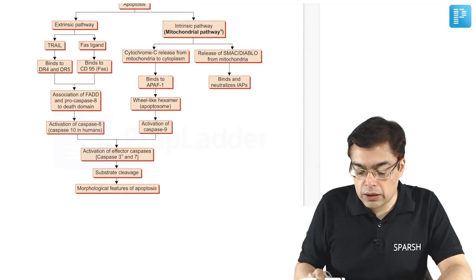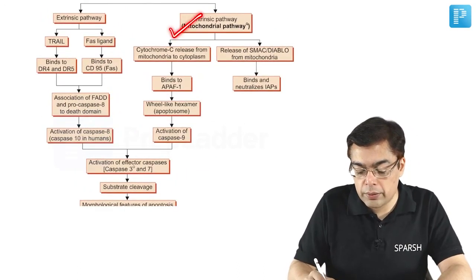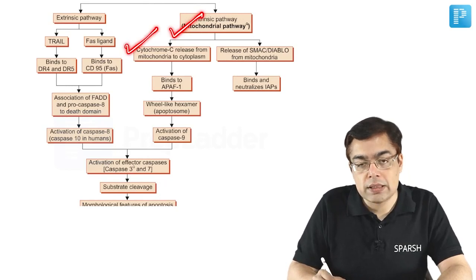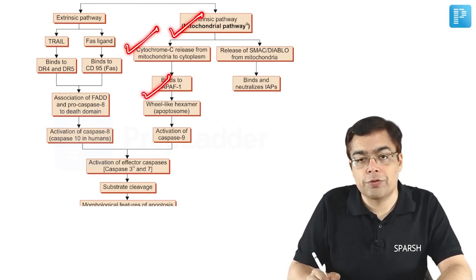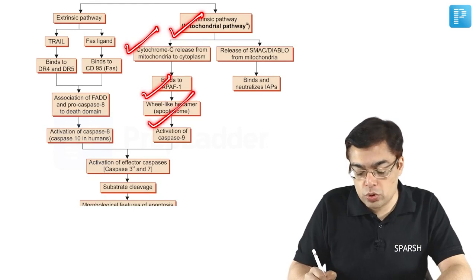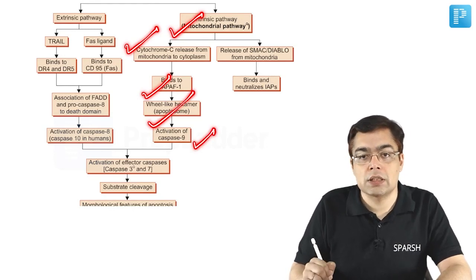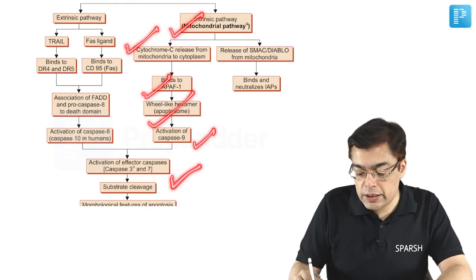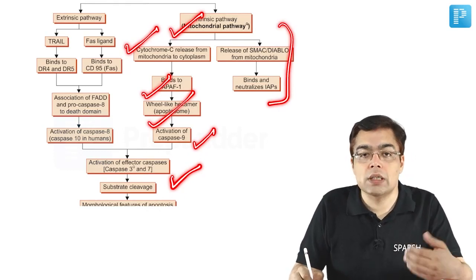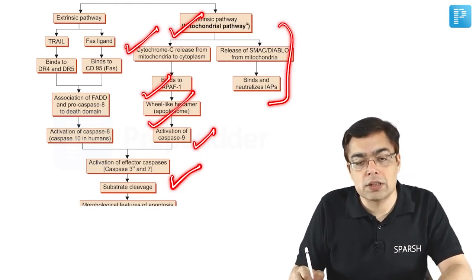So in the intrinsic pathway, we need to understand the very critical role played by mitochondria, the role played by cytochrome C, activation because of APAF, formation of apoptosome, activation of enzymes like caspases, and finally the cell dies. We obviously need to talk about the SMAC and the Diablo because they are responsible for neutralizing IAP, which is the inhibitor of apoptotic proteins.